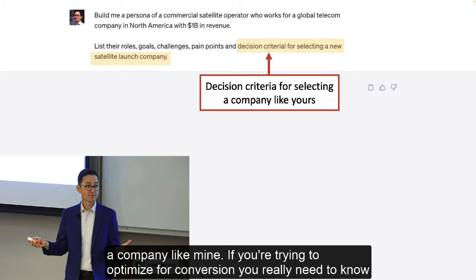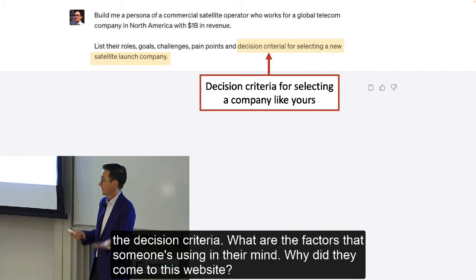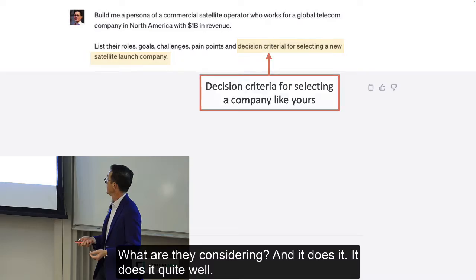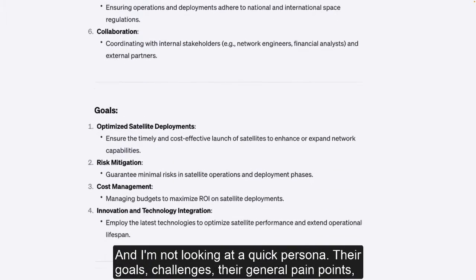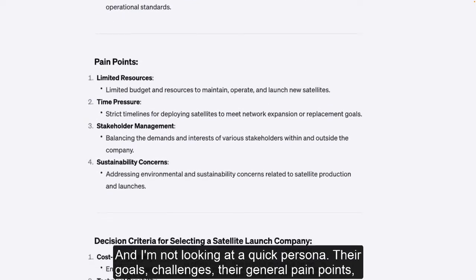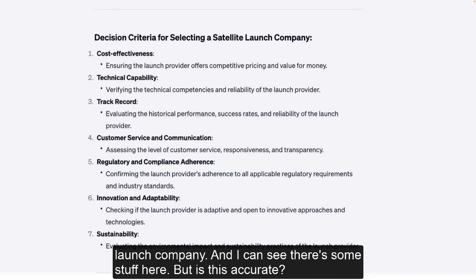If you're trying to optimize for conversion, you really need to know the decision criteria. What are the factors that someone's using in their mind? Why did they come to this website? What are they considering? And it does it quite well. And I'm now looking at a quick persona. Goals, their challenges, their general pain points, and their decision criteria for selecting a spacecraft launch company, right?